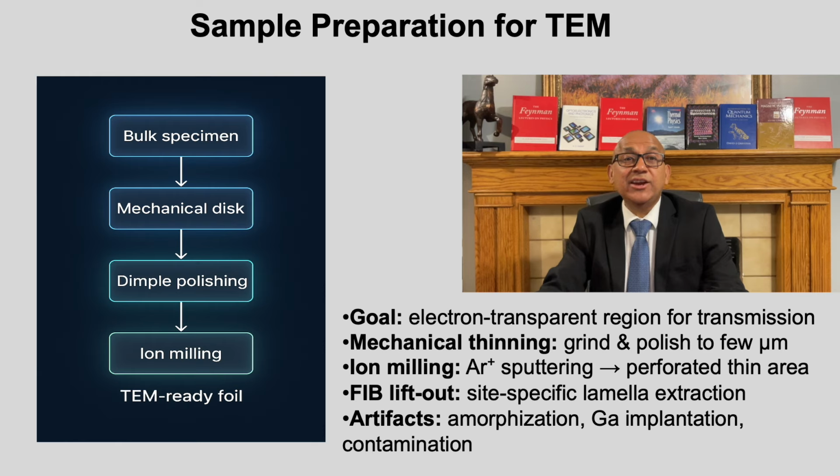However, each technique introduces potential artifacts. Ion bombardment can amorphize the surface or implant gallium ions, while hydrocarbon contamination may polymerize under the electron beam, producing spurious dark spots. Low energy final polishing and plasma cleaning help remove this damaged layer and surface residues.